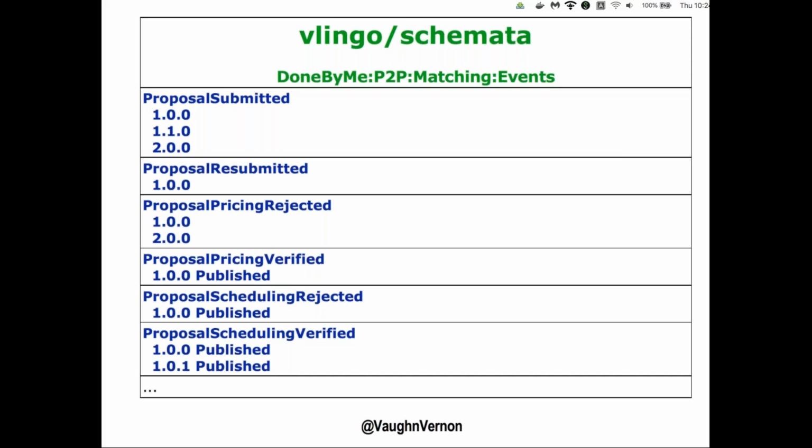If you look down the list here a bit, of domain events, notice that there's also a status for any kind of schema. So for example, proposal pricing verified is published at 1.0.0. This means that it is golden, right? After you have published a version, it's fixed. It can be deprecated. It can actually be removed later after a suitable time of deprecation, but you cannot now make changes to the definition of proposal pricing verified, okay?